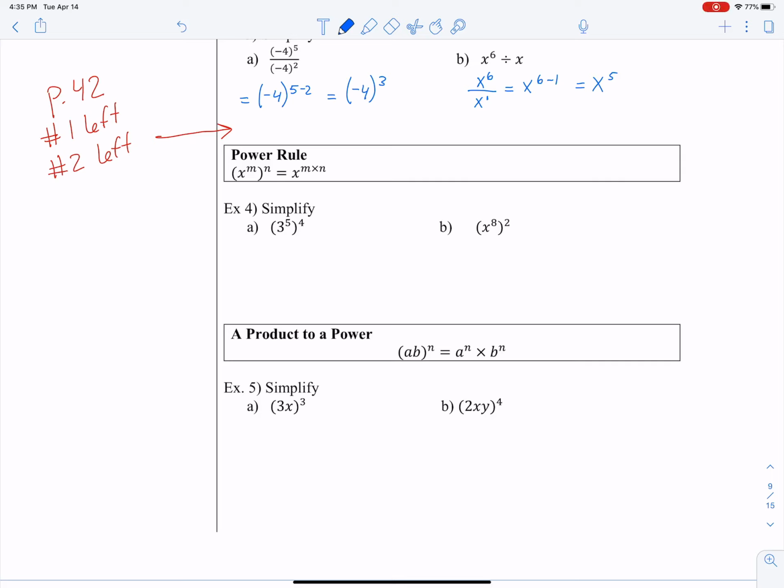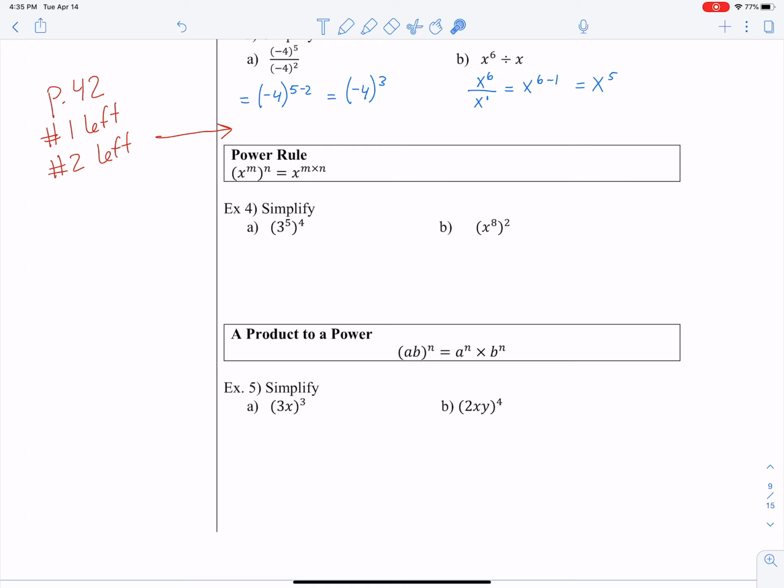This is video number 2 of section 1.5a, and now we're moving on with the power rule. With this rule, if you have a base with an exponent inside brackets and then another exponent outside the brackets, the exponent outside the brackets multiplies the exponent inside the brackets. So it doesn't add here, it multiplies.